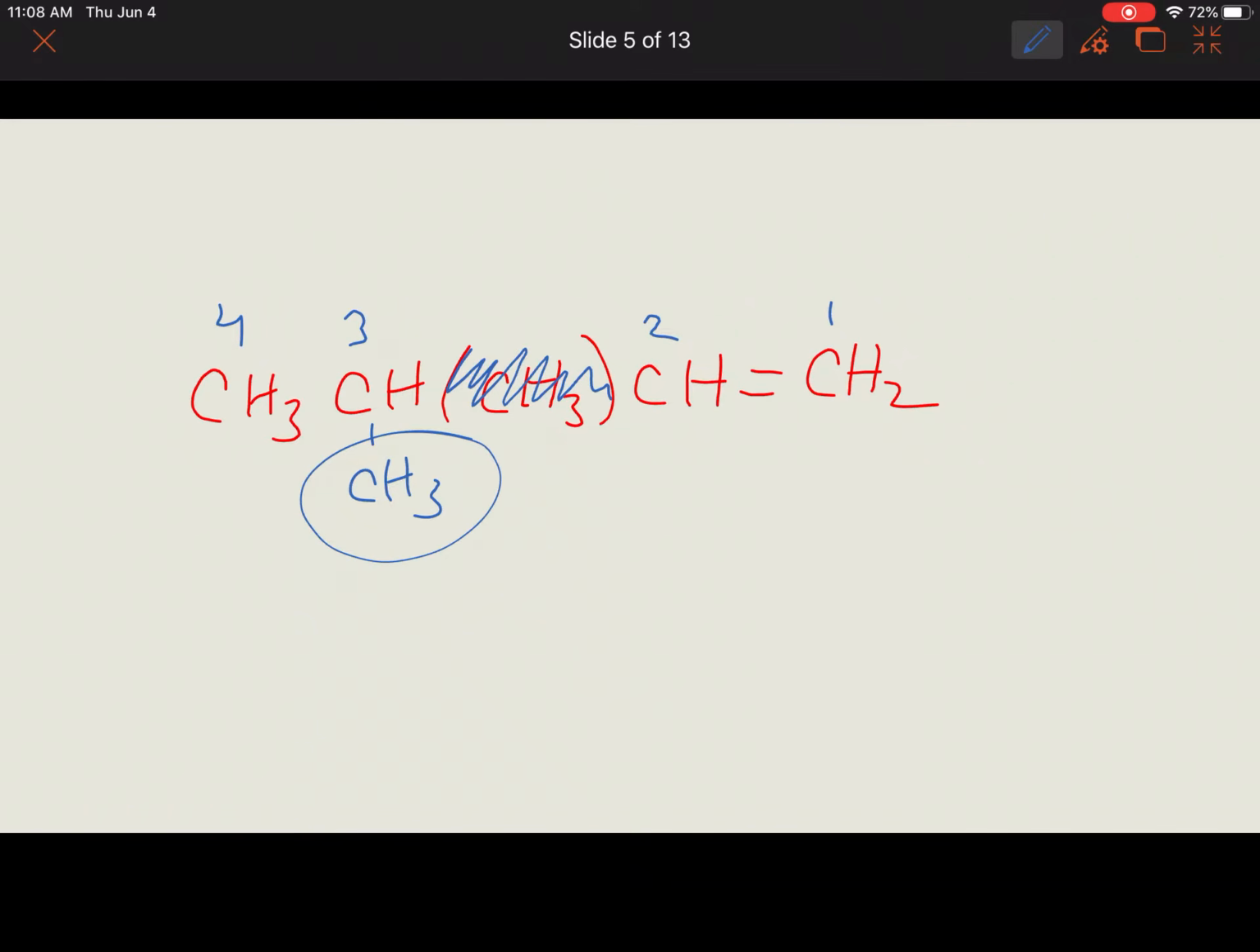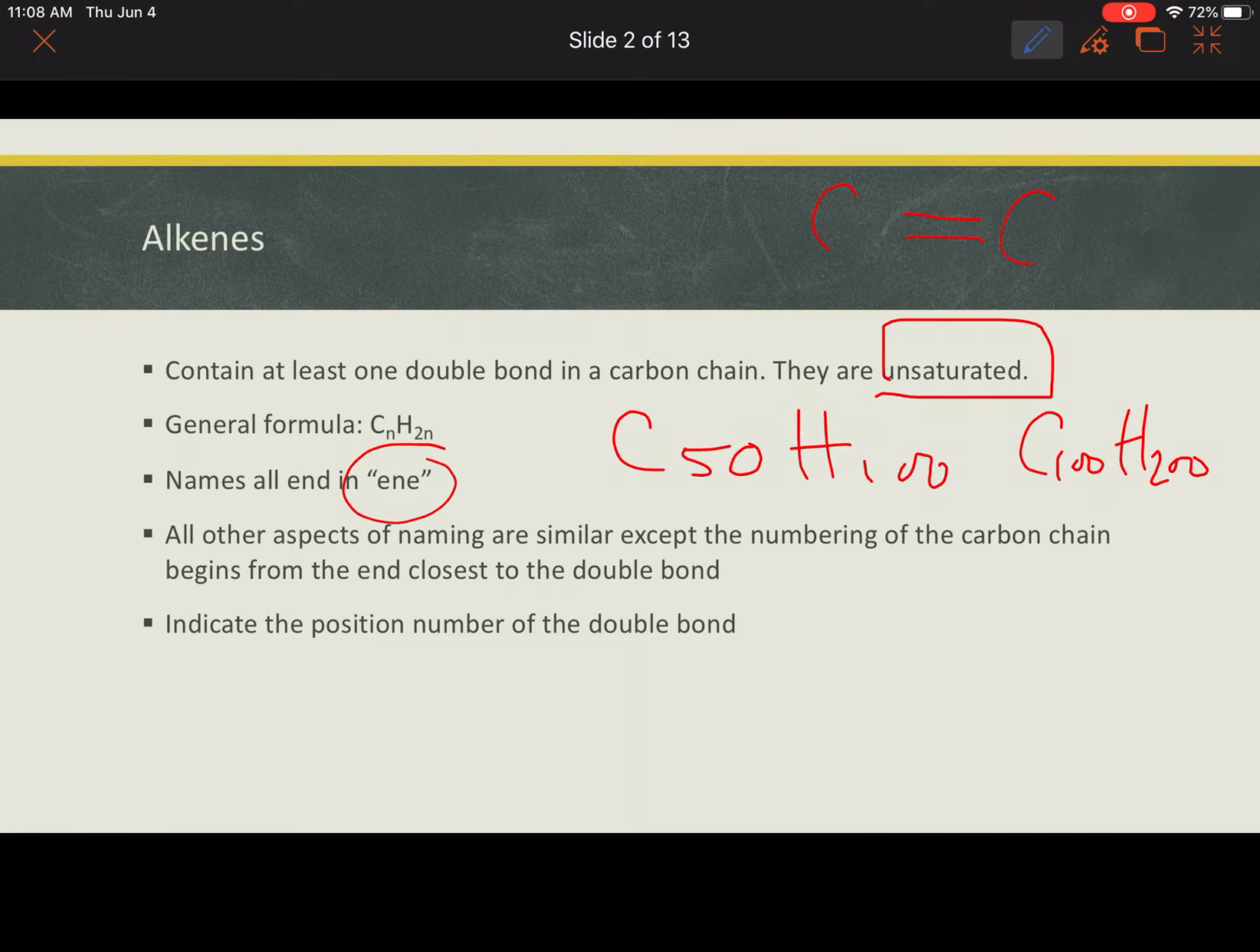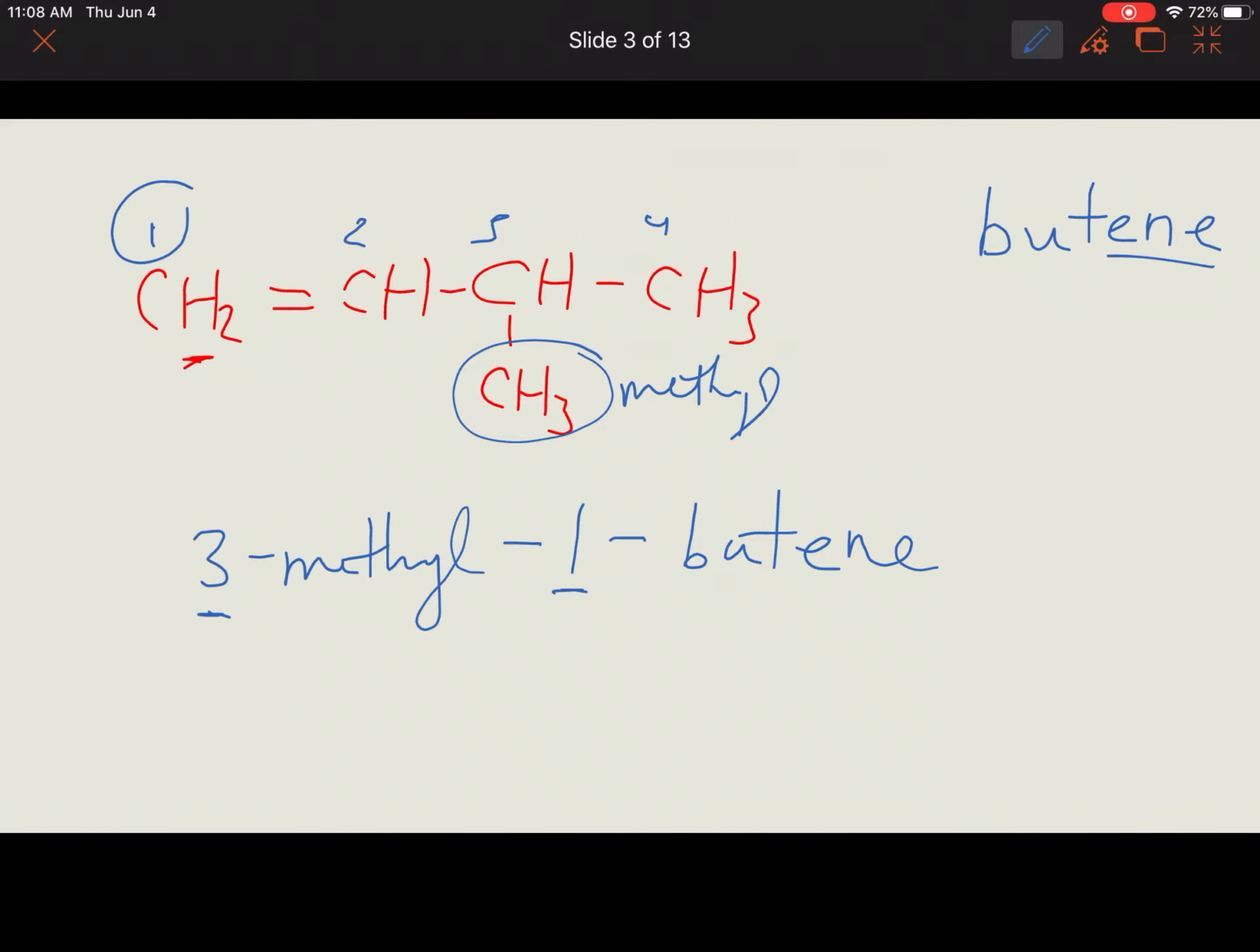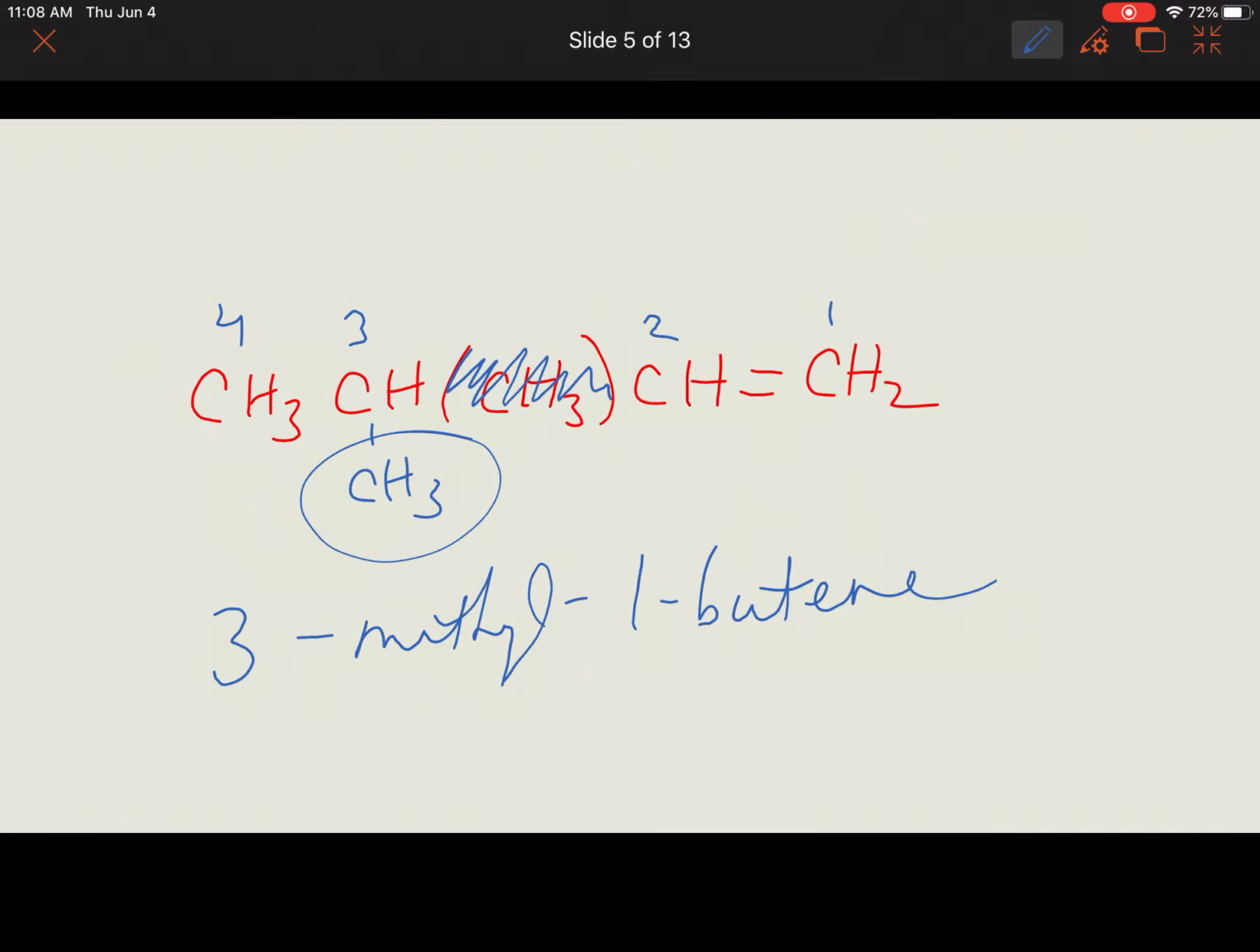So 1, 2, 3, 4. So the name of this, 3-methyl-1-butene. And as you'll note, that's the same name as what we did before, but it looks different. It was just drawn backwards.